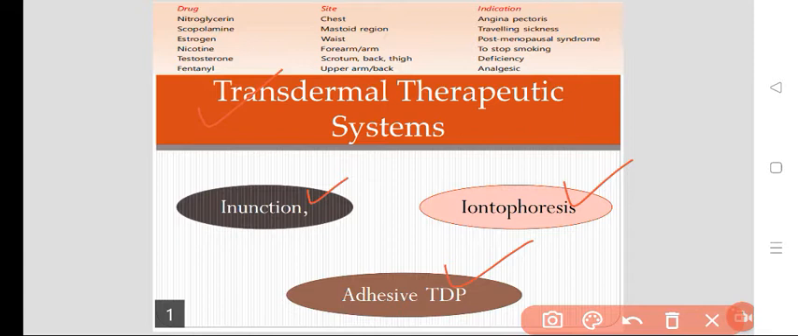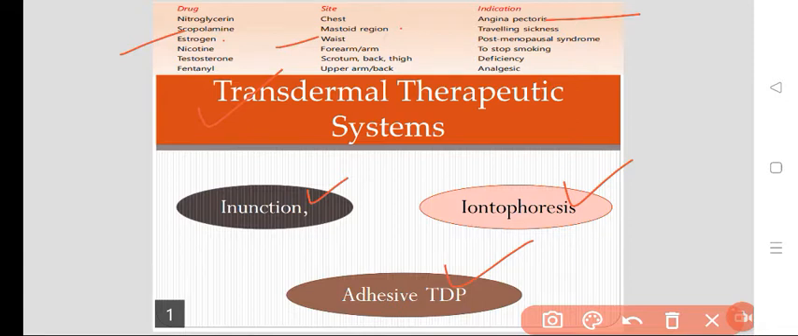nitroglycerin patch, a transdermal patch, or nitroglycerin ointment is also available, which is applied over the chest in patients of angina pectoris for the prophylactic purpose, not for the acute attack. Then scopolamine, which is applied over the mastoid region for motion sickness or traveling sickness. Then estrogen transdermal patches, which are applied over the waist region or hip region for the post menopause syndrome, right?